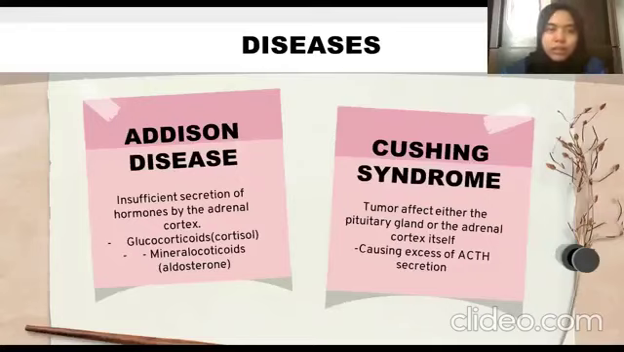First is Addison disease, which is caused by insufficient secretion of hormones by the adrenal cortex, such as glucocorticoids and mineralocorticoids. Next is Cushing syndrome, which is caused by a tumor that affects either the pituitary gland or the adrenal cortex itself. This causes excess ACTH secretion.